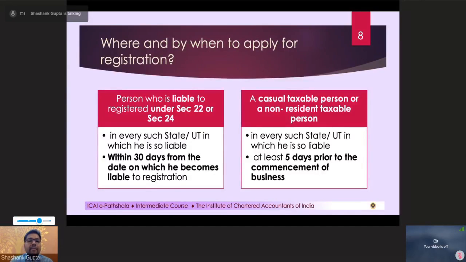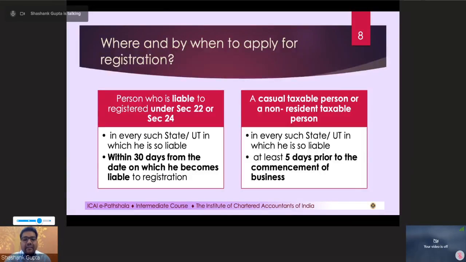How, where and by when to apply for registration? A person who becomes liable under section 22, that is by crossing the threshold, or under section 24, that is compulsory registration, is required to obtain registration in every state, union territory, and the registration has to be obtained within 30 days from the date on which he becomes liable.